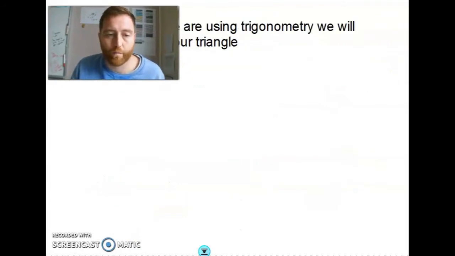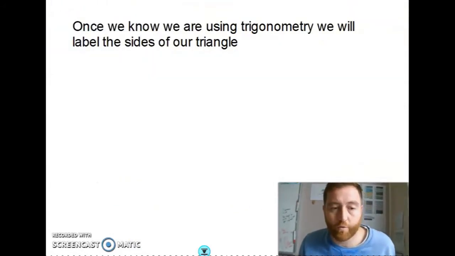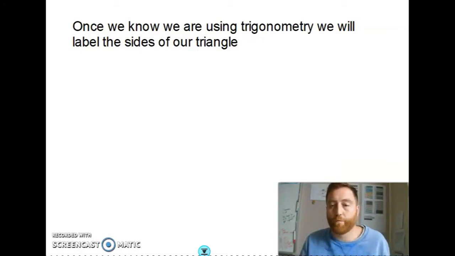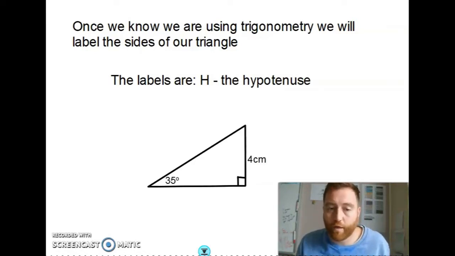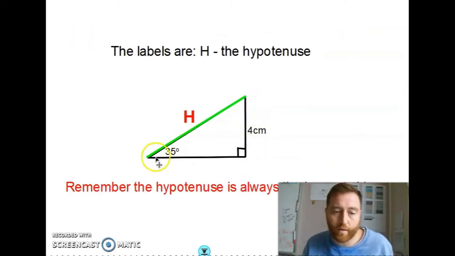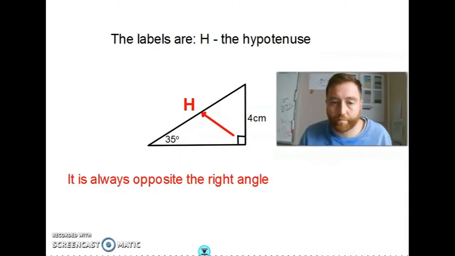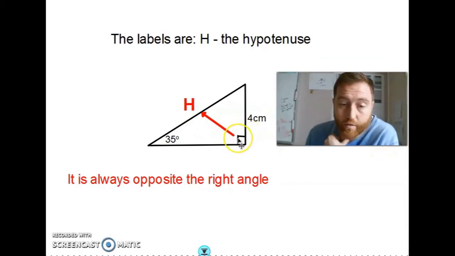On we go. So once we know we're using trigonometry, the first thing we always do is we label up the triangle. We label it with the hypotenuse, which is the longest side in a right angle triangle. So in this example here, the hypotenuse is the long side. Remember, hypotenuse is always the longest side. And if you're not sure which one is the longest side, it's always opposite the right angle. So there we go, we label up H.